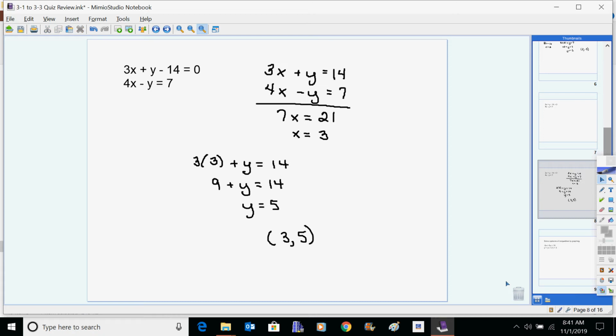So substitution, elimination, solving by graphing, those are the things that you need to do. Do your algebra carefully. Remember, always do things to both sides to get a variable by itself.